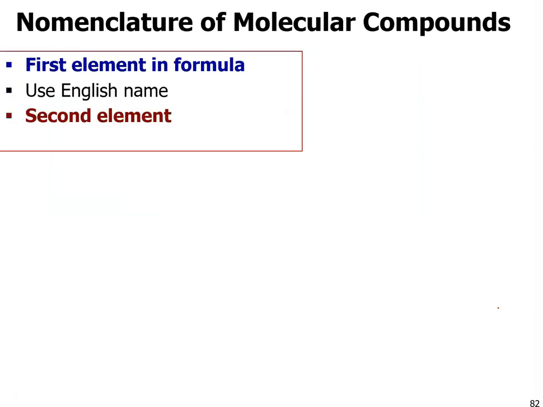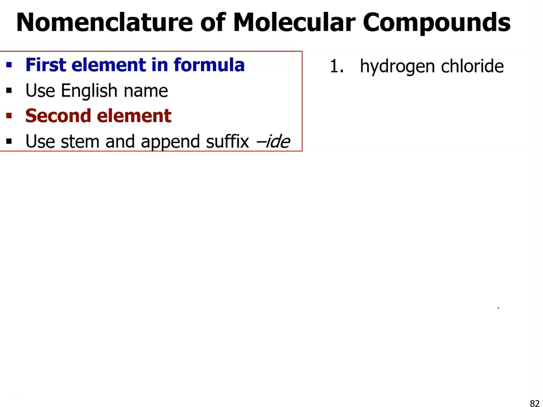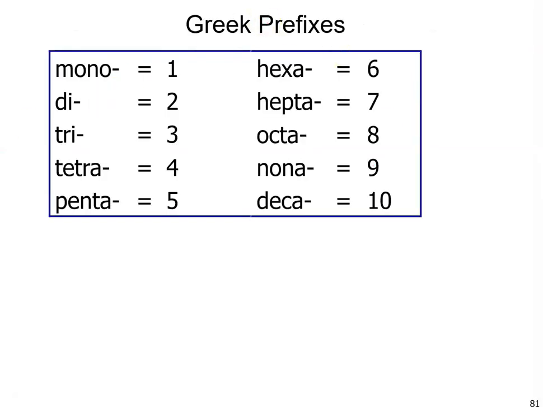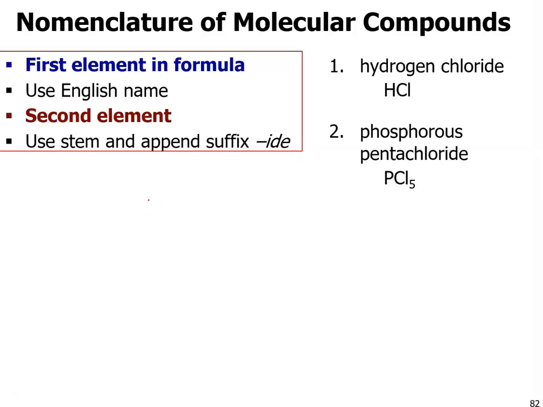So here, the first element, second element, use the IDE ending. Let's do an example of this. So if I have hydrogen chloride, that's going to be HCl. Phosphorus pentachloride. Phosphorus is the English name. And then the second group has 5 of these, so I use that Greek prefix penta for 5 in the name.